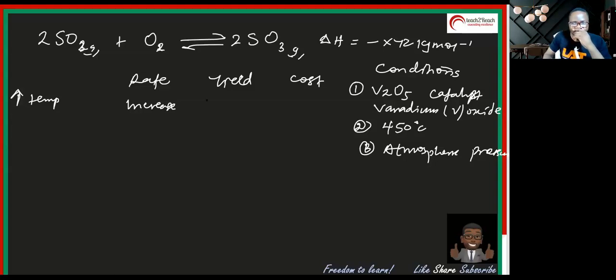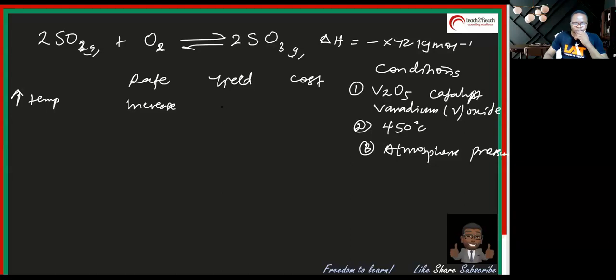Is the reaction exothermic or endothermic? The forward reaction is exothermic. So what effect will it have on yield? Please repeat, I didn't hear what you said. The forward reaction is an exothermic reaction. So what effect would an increase in temperature have on the yield of the reaction?